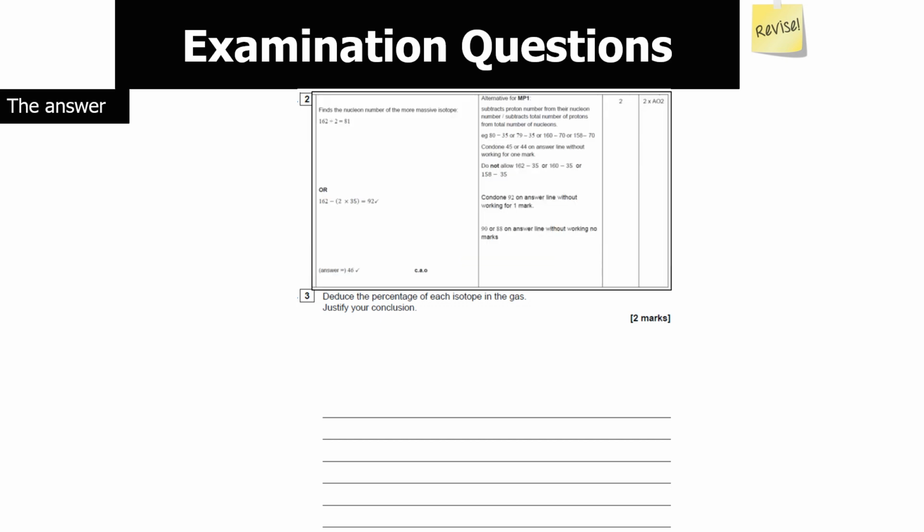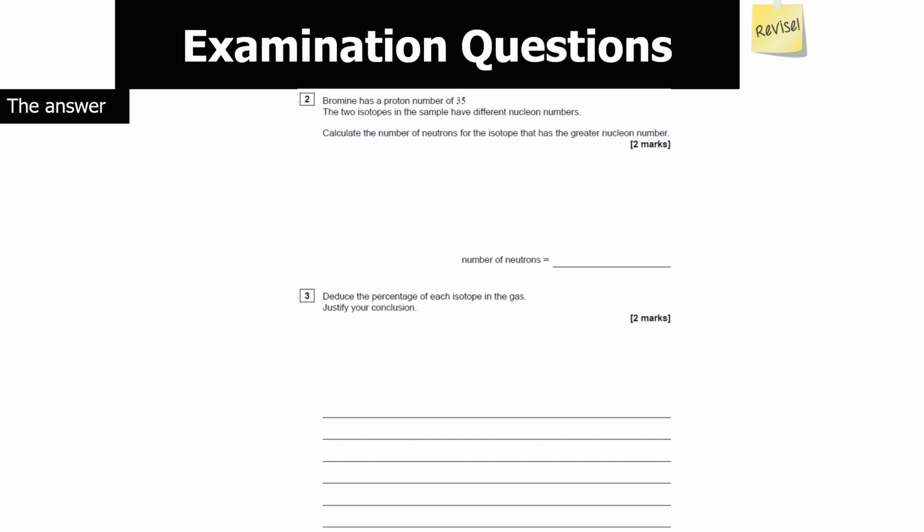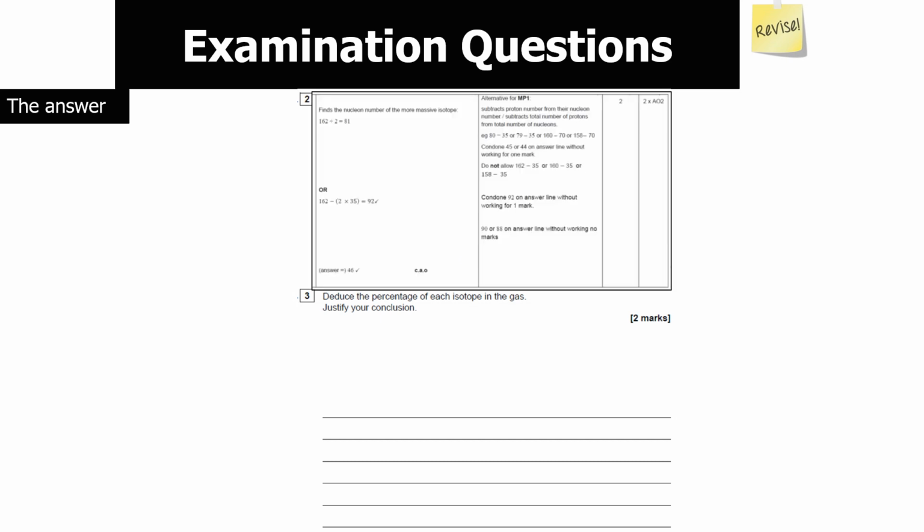Right, so how do you answer this question? So you find the nucleon number of the more massive isotope. We know that the proton number is 35. So we do 162 divided by 2, which is 81. Therefore we can work out our values like so. We could do 162 minus 70. So 2 times 35 is equal to 70, and we can work it out and we get it to be 46.